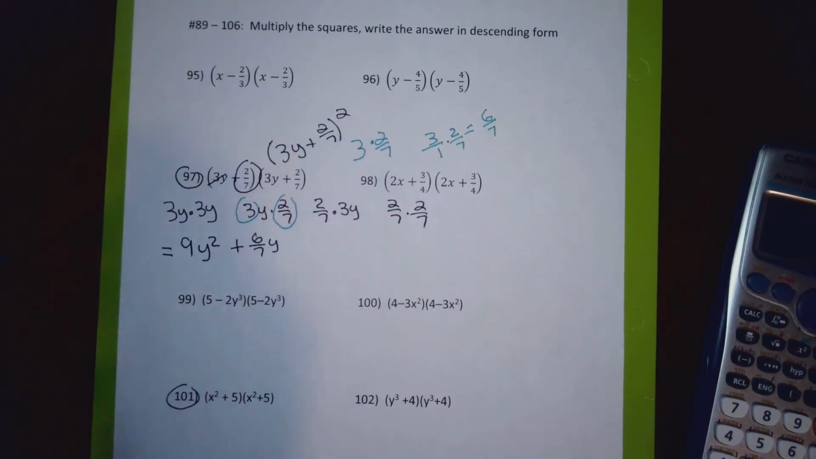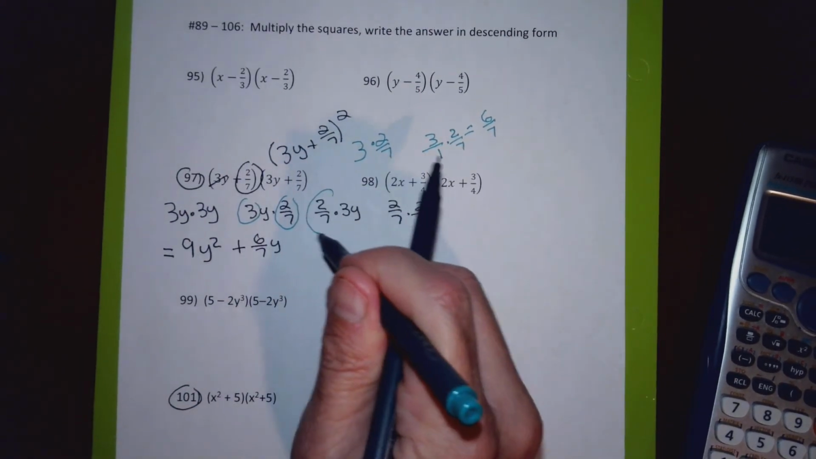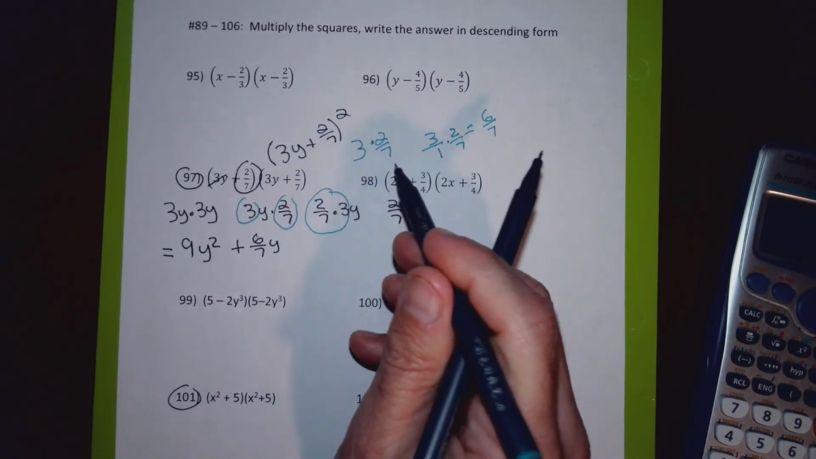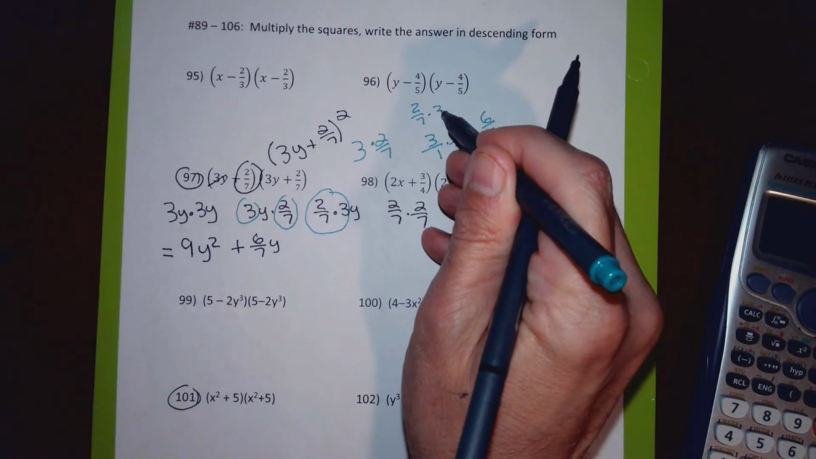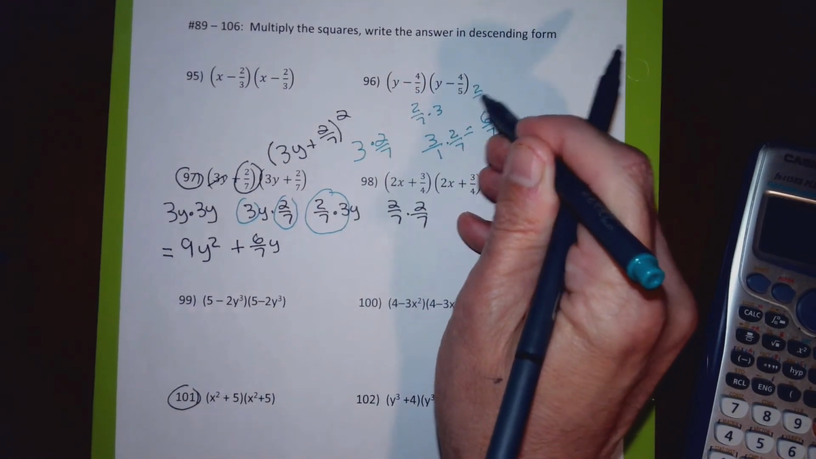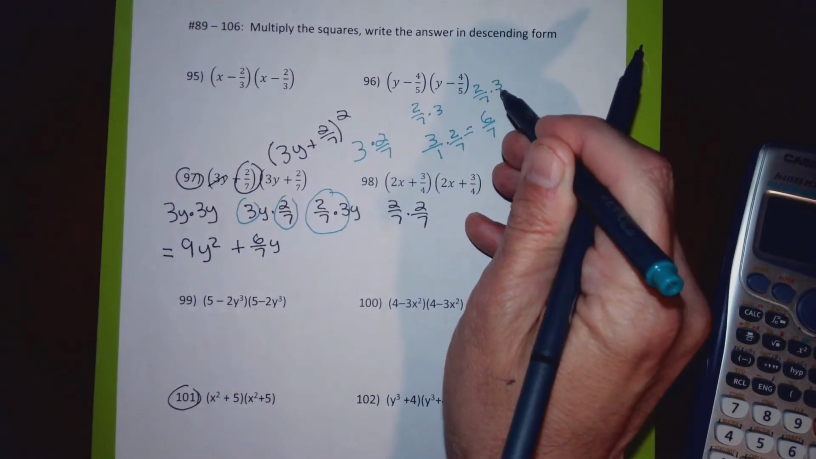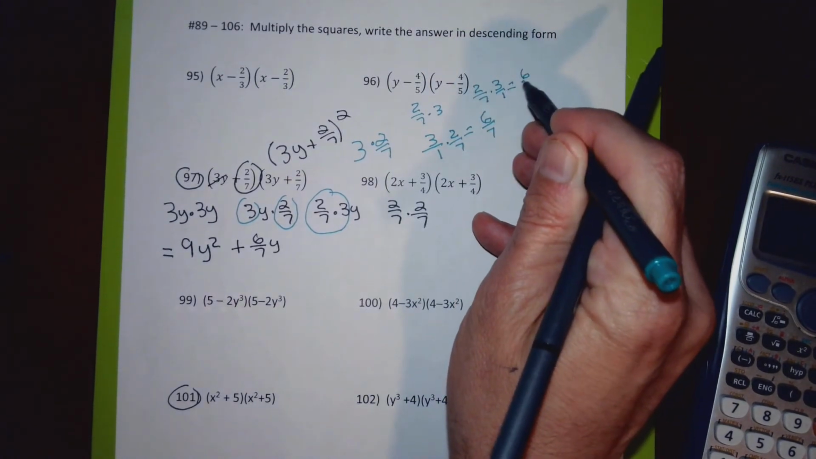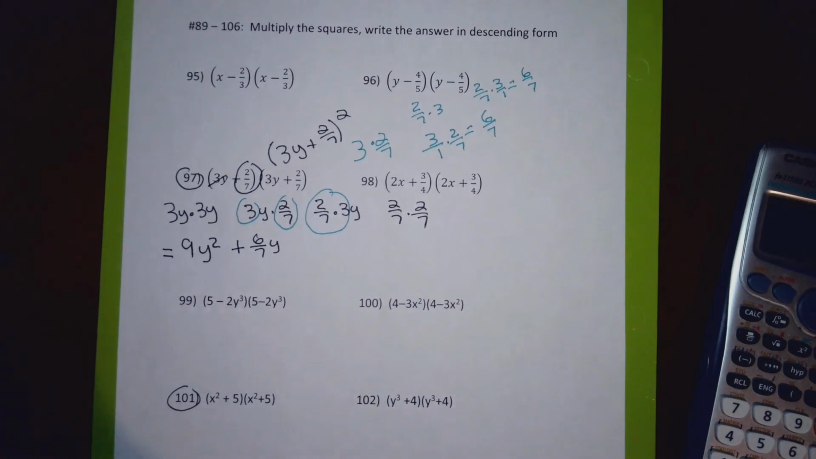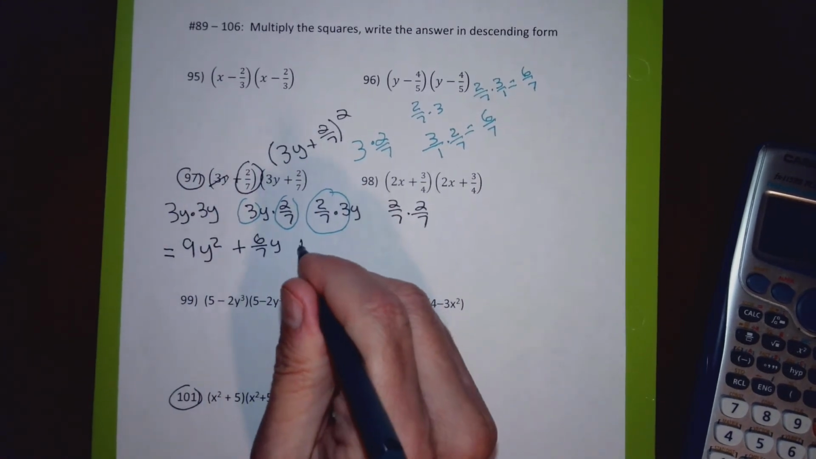The third multiplication, I have to multiply 2/7 times 3, and to do 2/7 times 3, it's really 2/7 times 3 over 1. I multiply across the top. 2 times 3 is 6, 7 times 1 is 7. That third multiplication is going to give me another 6/7 y.